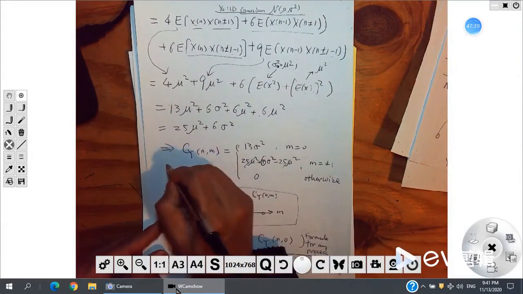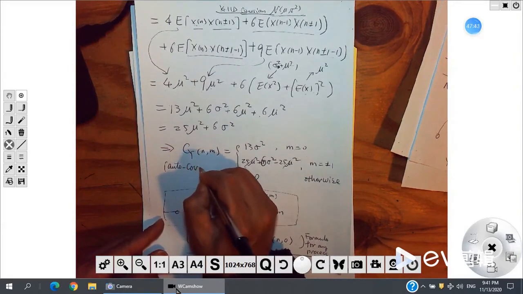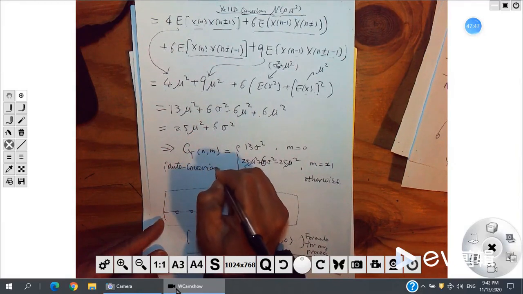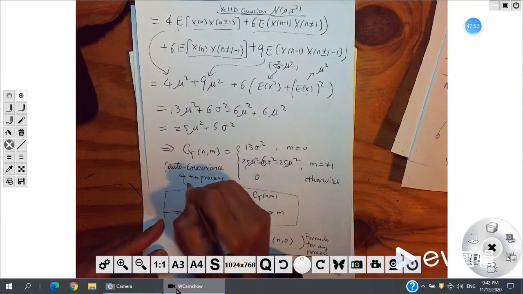Actually, we have a name. We call this autocovariance, covariance of the process y of n.